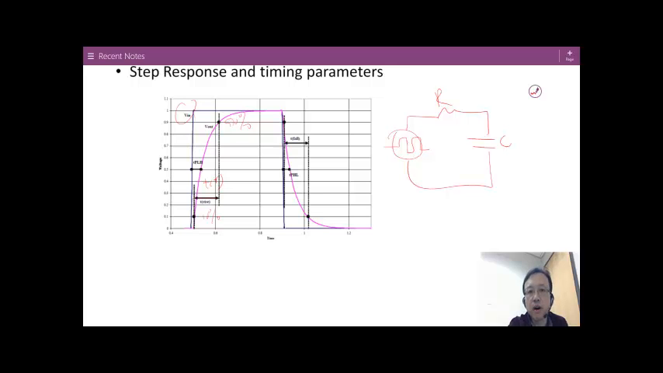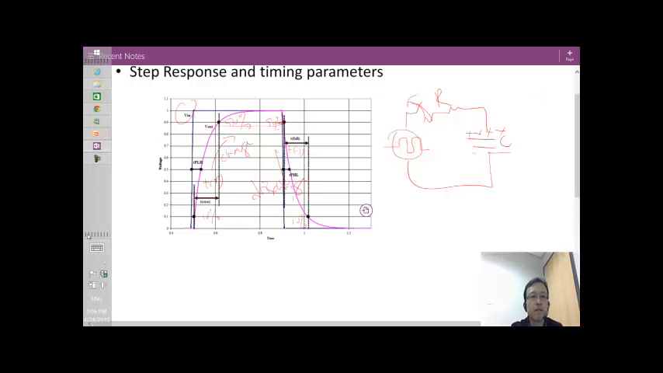On the other hand, on the falling edge, from 90% down to 10%, this is the fall time. So basically, if you have a switch here, when you switch it on, you start charging the capacitor. So this is the charging part, and this is the discharge part. If you open the switch, you can see the capacitor discharging. This is the discharging part.